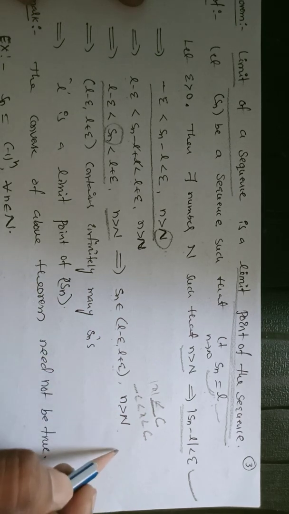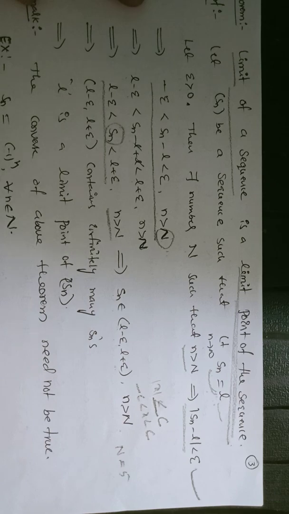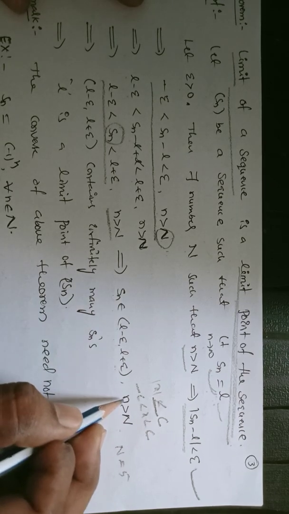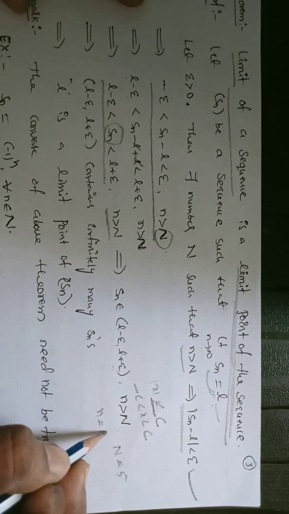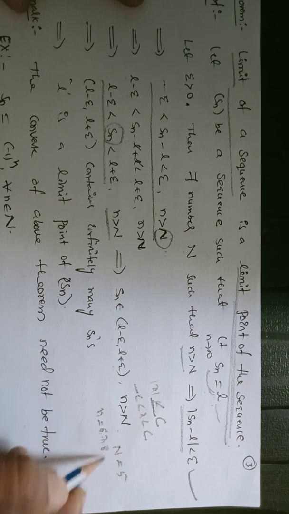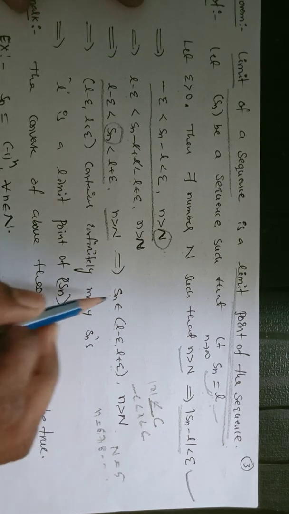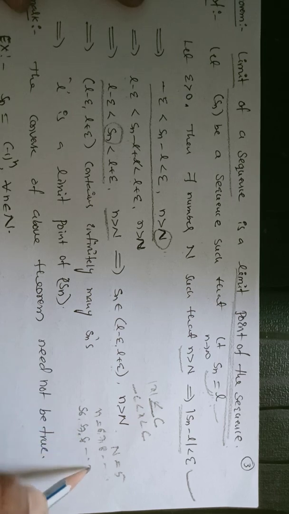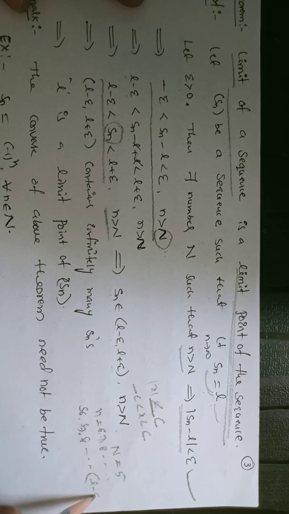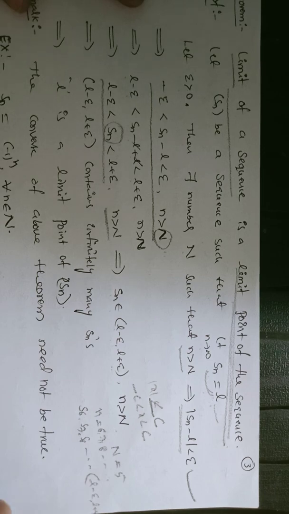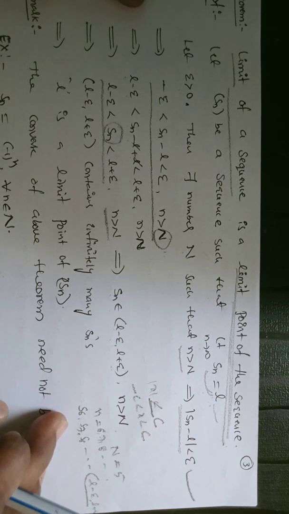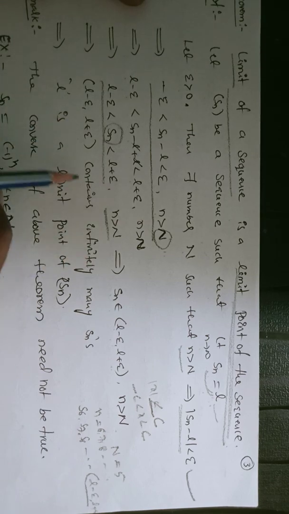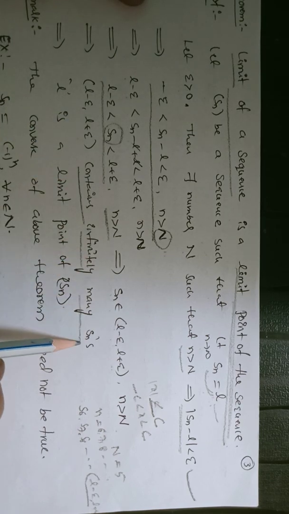That means in case you take n equal to 5, then small n becomes 6, 7, 8 like that. That means S6, S7, S8, these are all terms belonging to L minus epsilon, L plus epsilon. So all the terms are in this interval except a finite number of terms. So L minus epsilon, L plus epsilon contains infinitely many Sn.